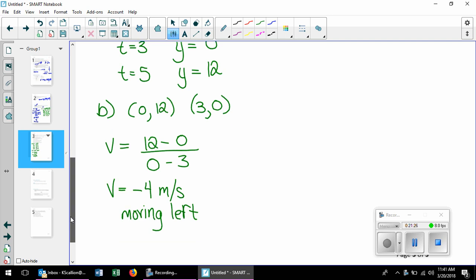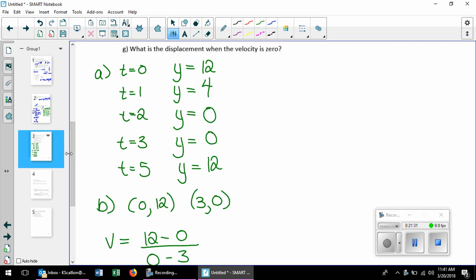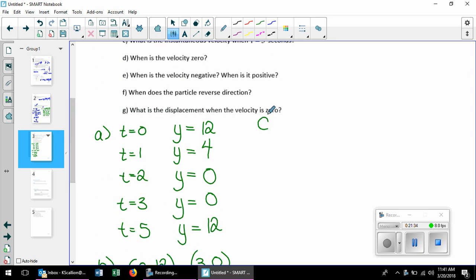All right, what's happening next? What does the question want? C says, what's the instantaneous velocity when t is equal to 5 seconds? So average velocity is like over a section of time. Instantaneous velocity is at that exact moment. So if you want to do the hard way with limits, have at it. I'm going to do it the easy way with what? Derivative, my first derivative.